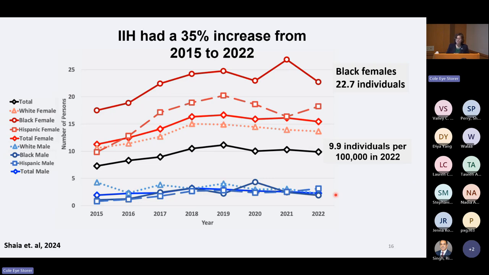And so we can see for males, they're typically staying the same. There doesn't seem to be an increase. It's ranging between 0 and 5. We don't see too much of an increase, but we do see this increase, especially in the Black female population.